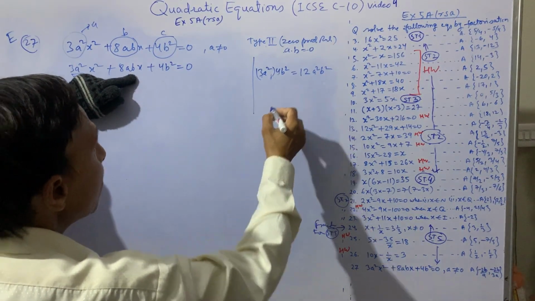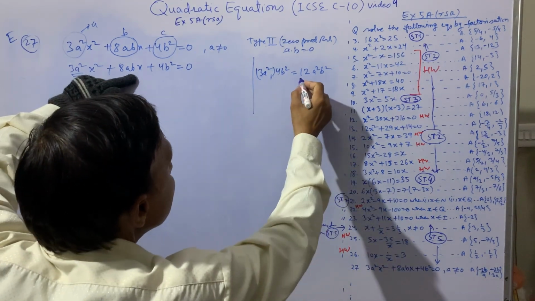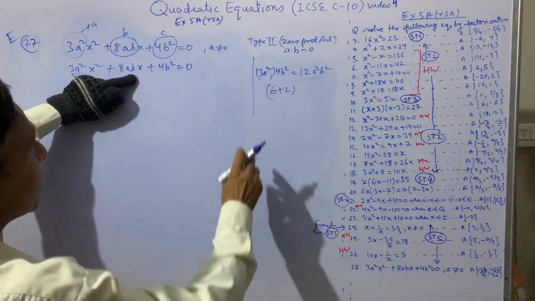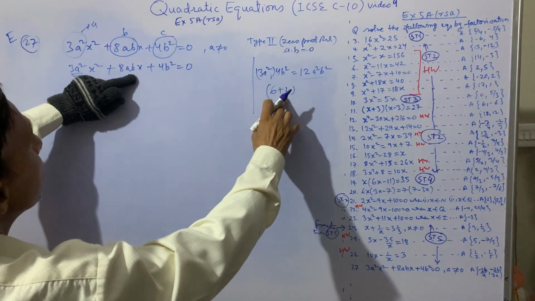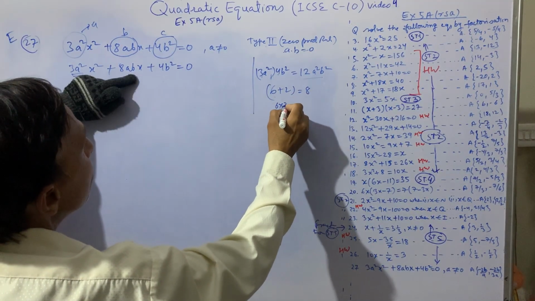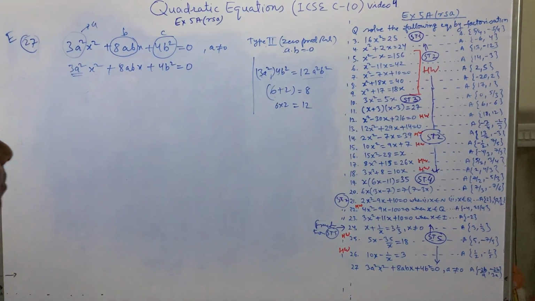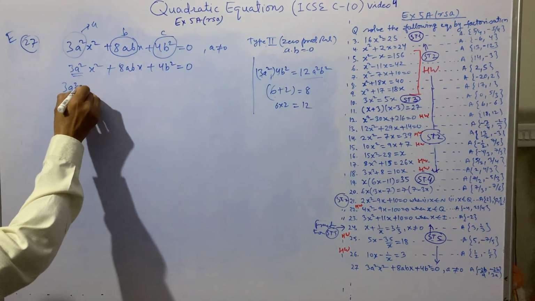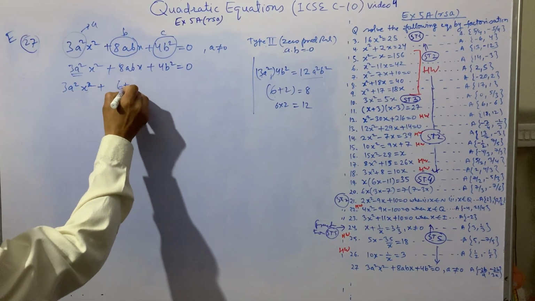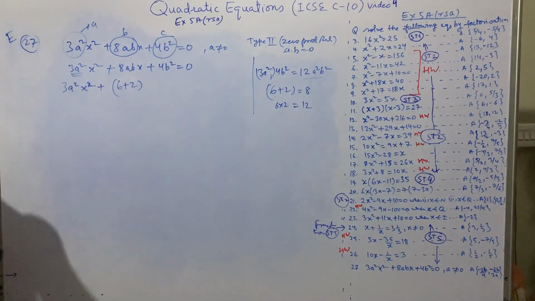So factorizing, what we get: 4 into 3 is 12, and you can also factorize in such a way, 6 plus 2, because 6 into 2 becomes 12 and 6 plus 2 becomes 8. So in this way we are able to factorize the above equation. So we are getting 6 plus 2, and with it the x.